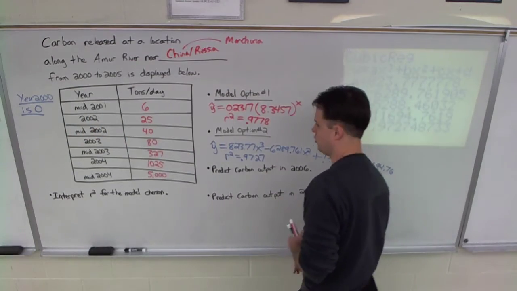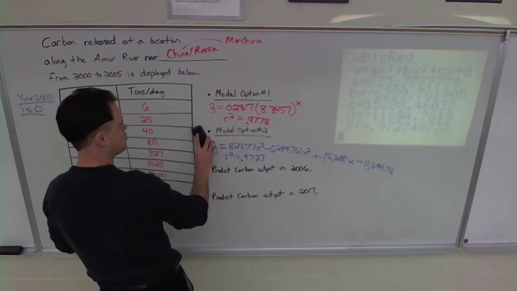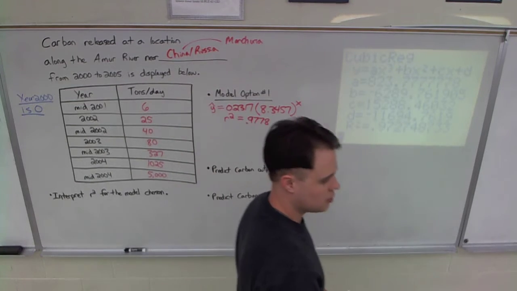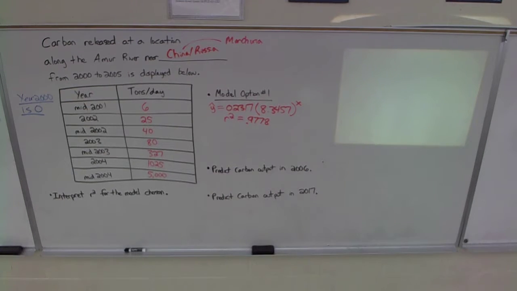So let's use our red model, though, to answer the questions they asked. So we'll just get rid of this guy for a second. Okay, so let's make a prediction for 2006. So here we go. I'm just going to type it in my calculator. 0.2317 times 8.3457 raised to the 2006, right? No, 2000 is 0. 2000 is your 0. This should just be 6, right?